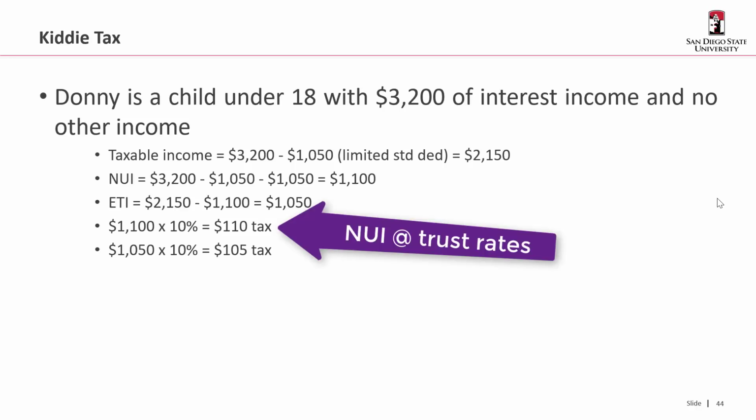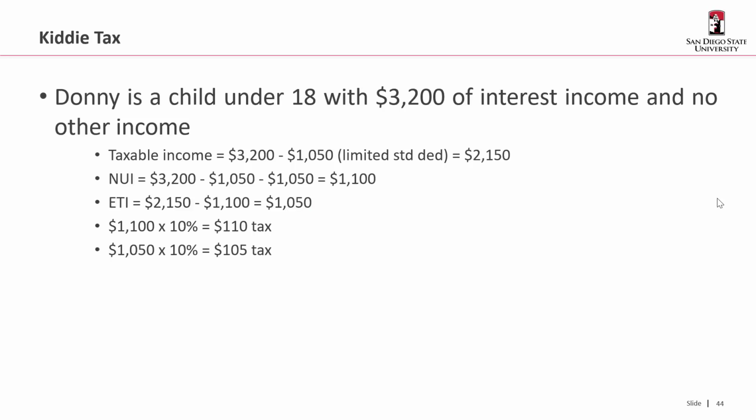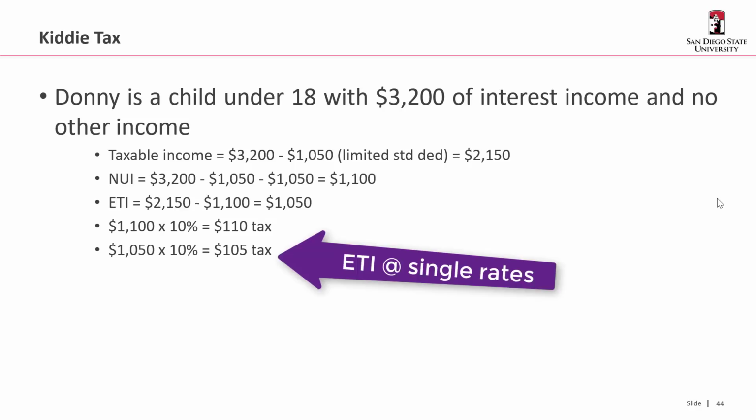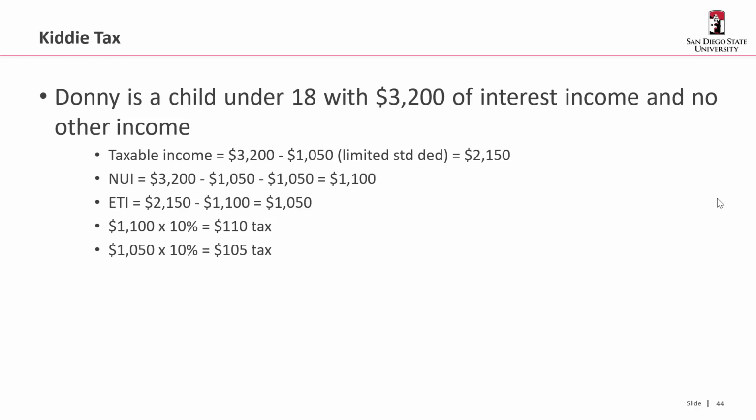So his NUI is subject to trust rates, but even in the trust table, I want to say the first 2550 is subject to 10%, so it's subject to 10%. Then we go to the single table for the ETI. So let me make that clear just to be safe. NUI, subject to trust rates. ETI, subject to taxpayer rates.